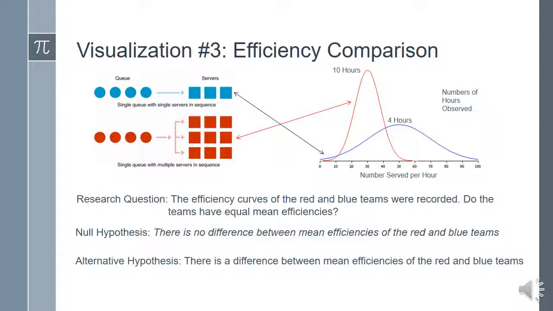Firstly, we develop a null hypothesis, which usually expresses that there is no significant relationship present. And as such, our null hypothesis would be that there is no difference between mean efficiencies of the red and blue teams. Our alternative hypothesis, which would be accepted should our null hypothesis be rejected, says that there is a difference between mean efficiencies of the red and blue teams.